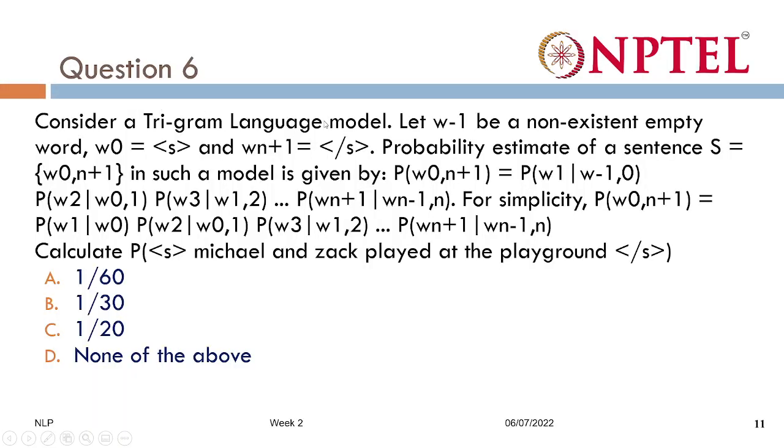We are to consider a trigram language model where they clearly define how we are going to calculate the probability of the sentence with its trigram probability and everything. Now, based on this formula, they want you to find the probability that the sentence begins with the start token, Michael and Zach played at the playground. You have to find the probability in this trigram language model. So please give it a try. I will discuss it in 2 minutes.